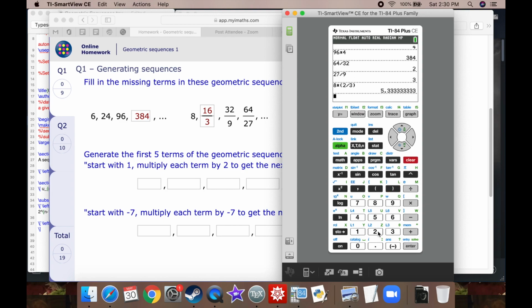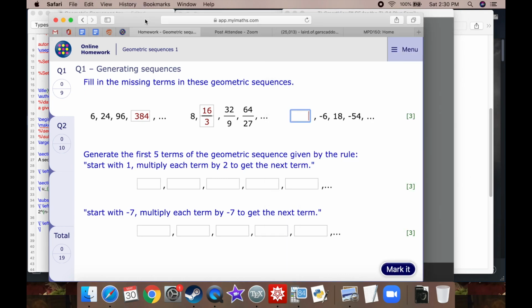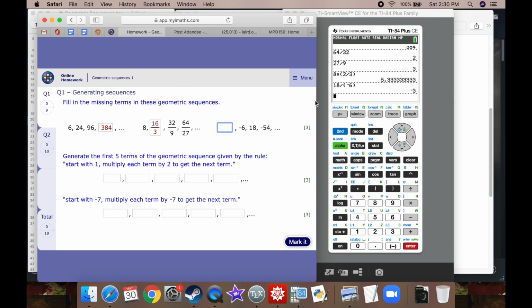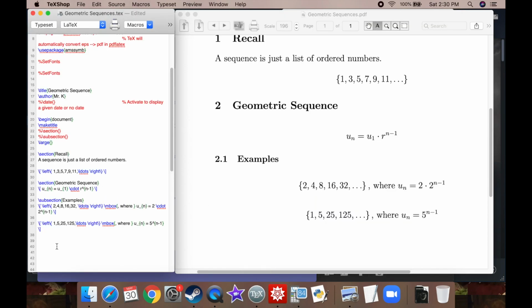Whoa, yeah, let's try that again. 18 divided by negative 6. Okay, it keeps getting multiplied by negative 3 every single time. So what times negative 3 will give me negative 6? Right? That's what I need to know. So let's do the algebra here, okay?